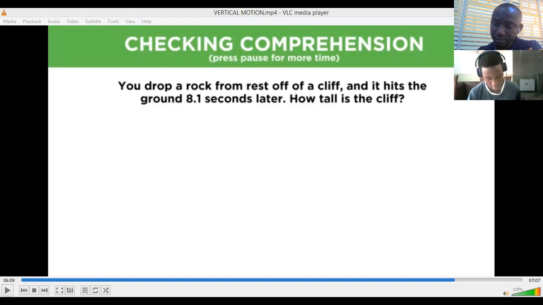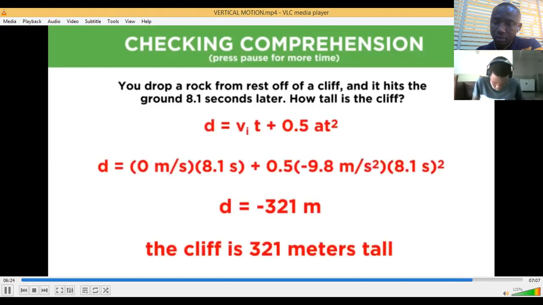Sorry, what was the answer again? 321.5 meters. So did you say 321.5 meters? Okay. All right, let's see them. All right, that's awesome. That's cool.